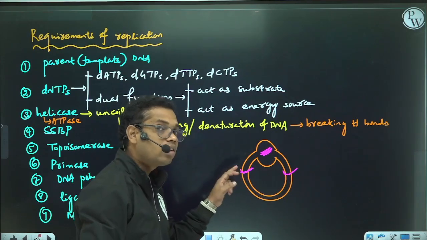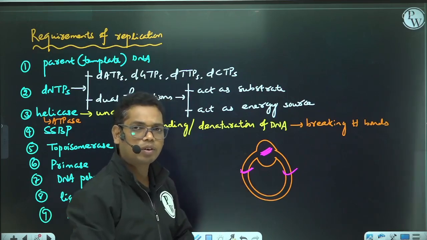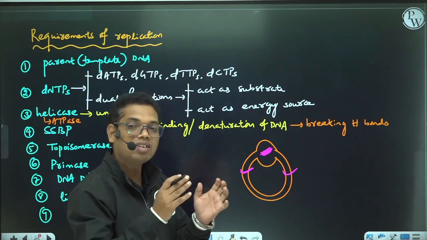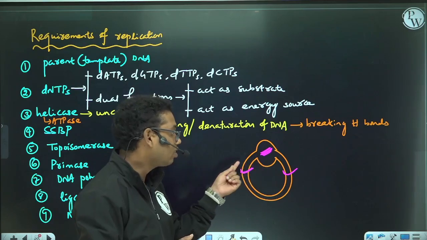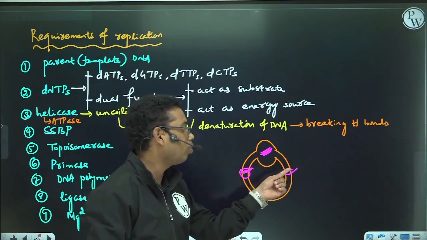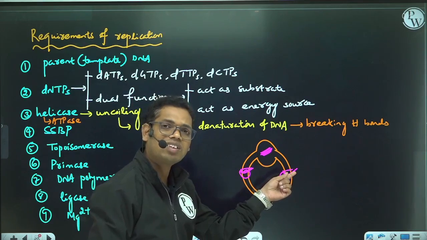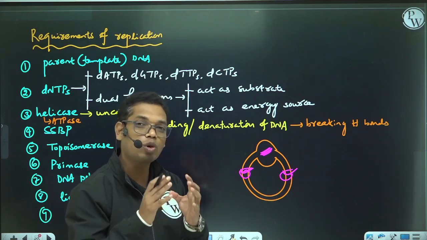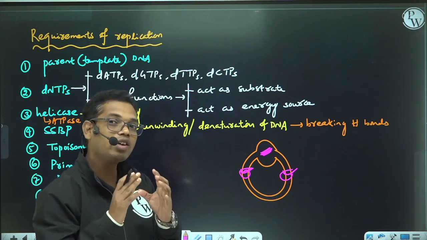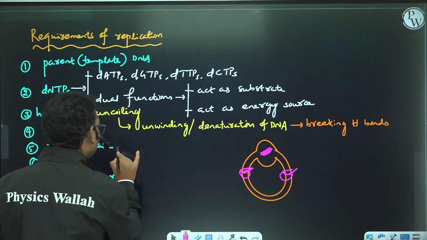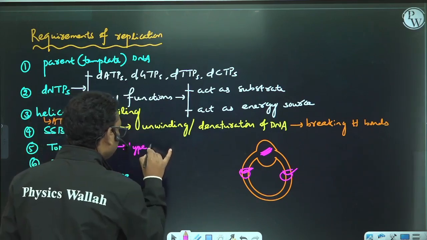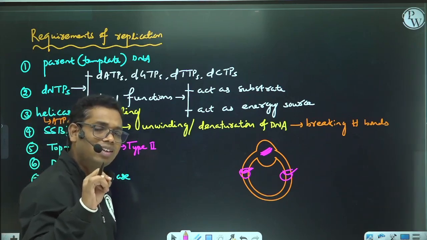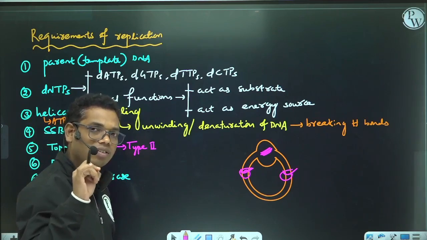And that tension is relieved or removed by topoisomerase. Whenever the helicase opens the DNA in a certain region, there will be more coiling in the neighboring areas. That means there is tension, and the tension is removed by topoisomerase. Topoisomerase is of two types, type 1 and type 2. In case of replication, topoisomerase type 2 is used. And in case of E. coli, topoisomerase type 2 is called DNA gyrase.